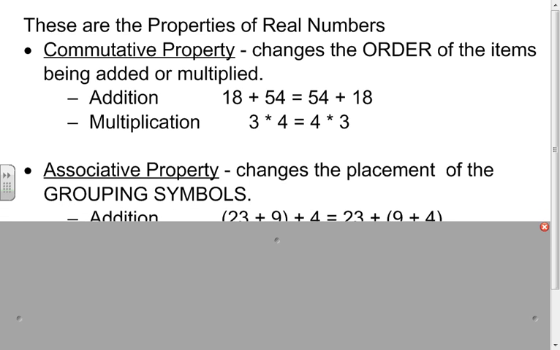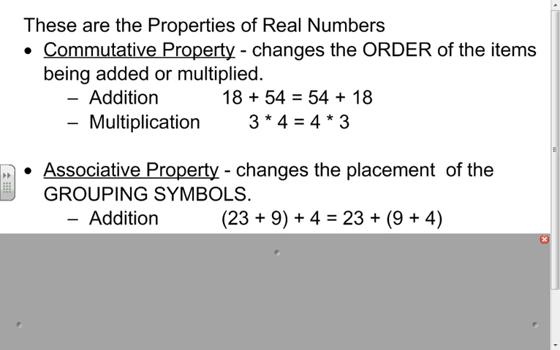There is an associative property for addition. So you see the numbers stay in the same order. On the left, we have 23, 9, and 4. On the right, we have 23, 9, and 4. The only thing that changed is where the grouping symbols are. If I solved both sides of that, I'd get the same thing both times.